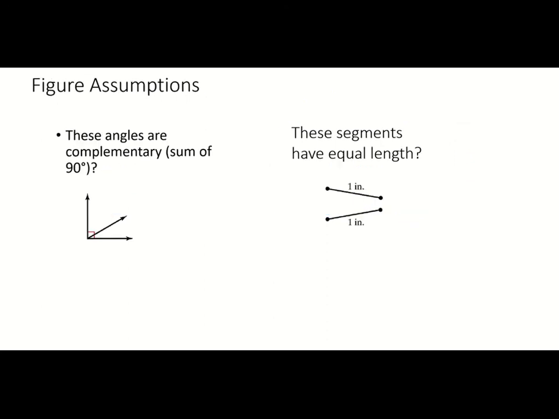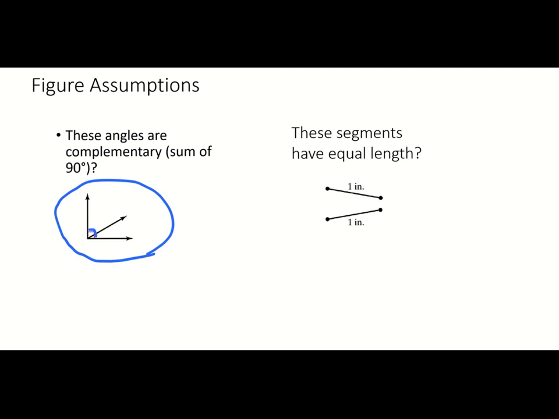Okay, so for our next one, look at these two. So they're similar to the last one. Here, can we assume that these angles are complementary, a sum of 90? Hopefully I hear lots of yeses because, again, you got that 90-degree symbol there. So yes, we can assume they're complementary.